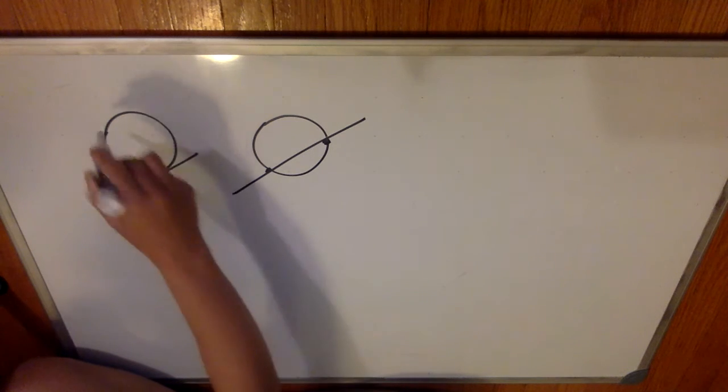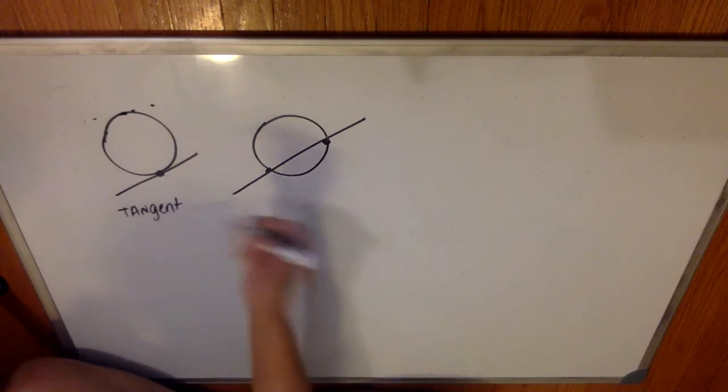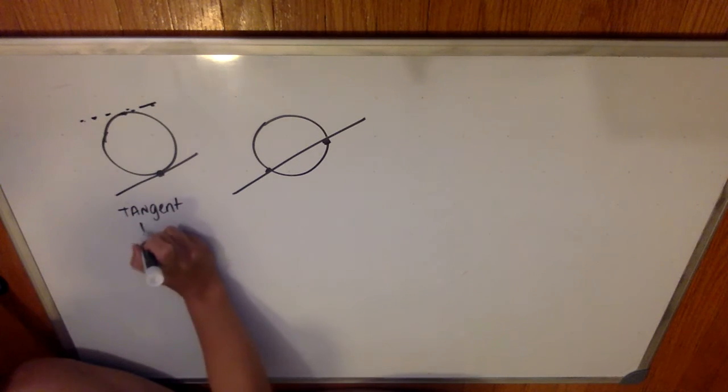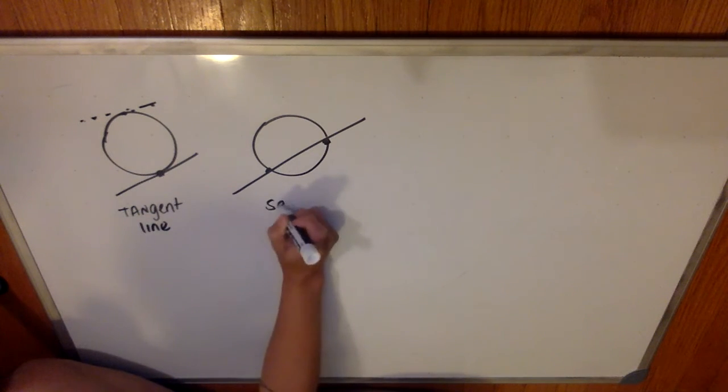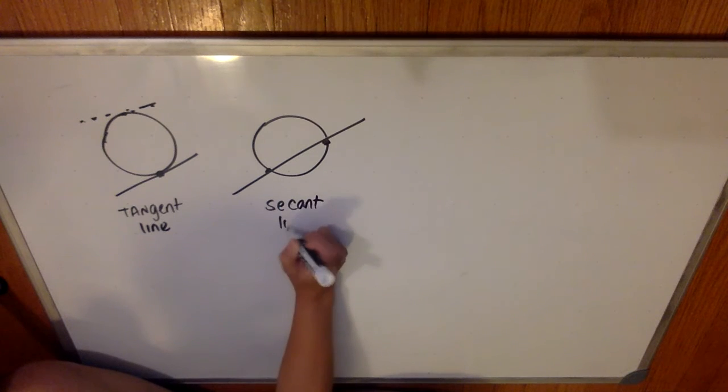Now, it doesn't have to be that one. It could be one up here, right? It touches it once, like it glances off the edge. So that's a tangent line, and this is an example of a secant line. A secant line touches 2 points in a circle.